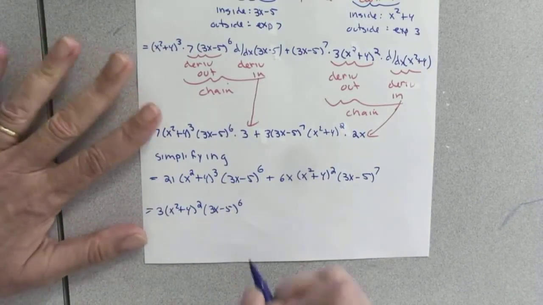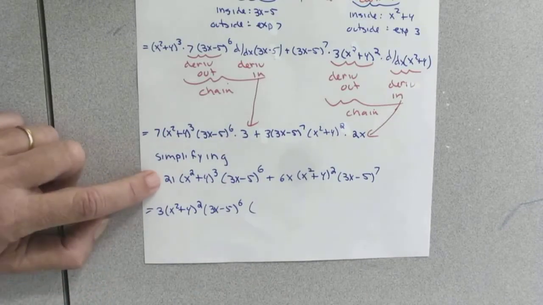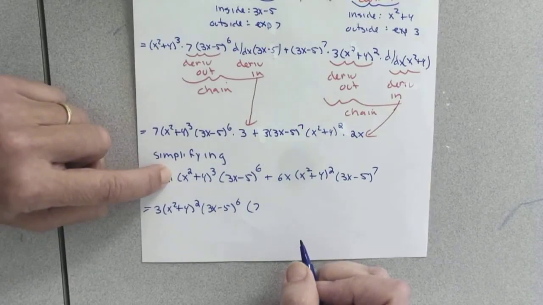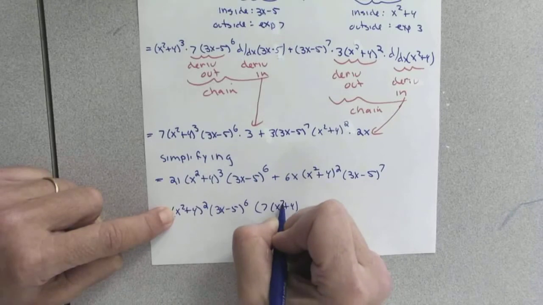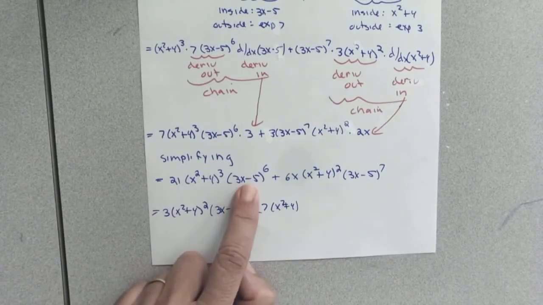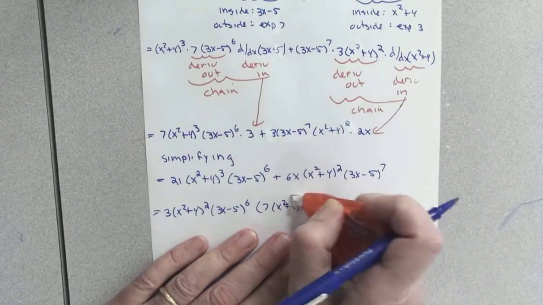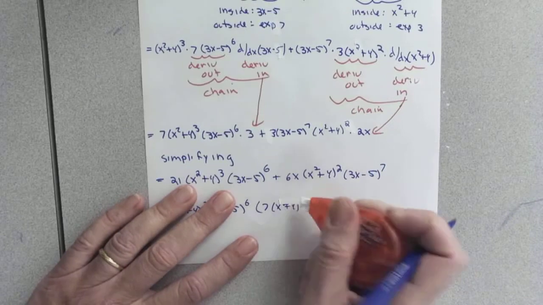But this is going to simplify by factoring. So I decide what's common to both terms, and then factor. 21 divided by 3 is 7. I had x squared plus 4 cubed, took out x squared plus 4 squared, so there's one factor of that left. Had 3x minus 5 to the 6th, took out 3x minus 5 to the 6th. Let's write that so it's legible, I guess.